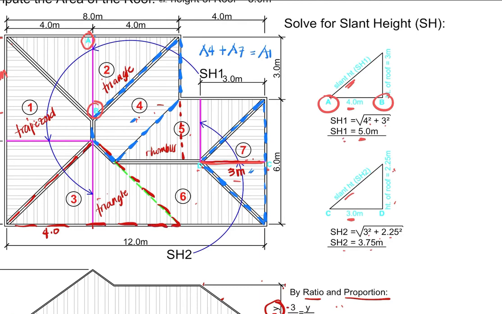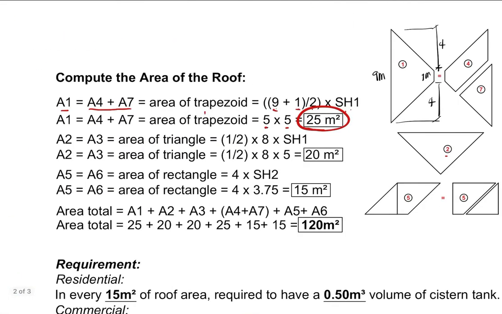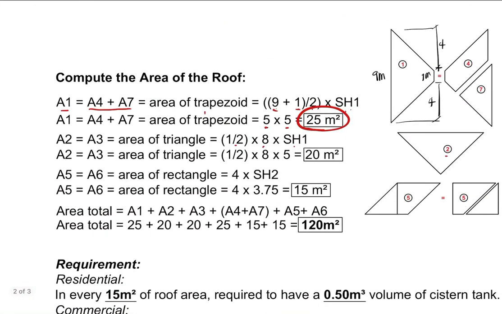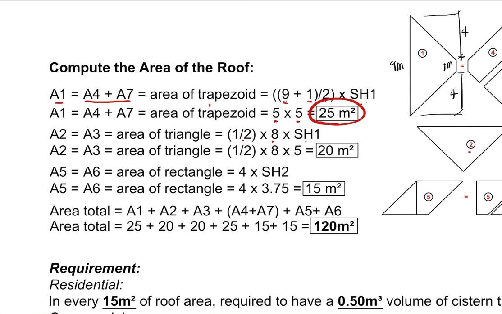One. So this is your area 3. Area 2 is just equal to area 3, which is a triangle. Therefore, to compute the area, you use the formula for the area of a triangle, which is 1 half times the base times the slant height. Your base is 8 meters, and your slant height 1 is 5. So 1 half times 8 times 5. Therefore, you have 20 square meters area.